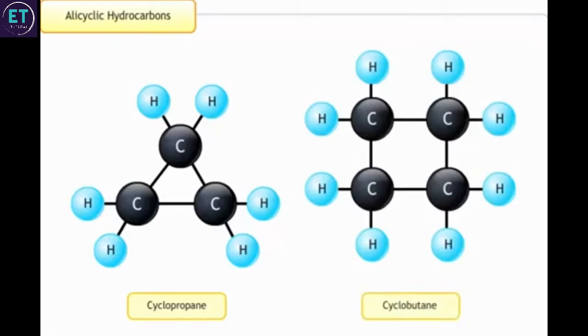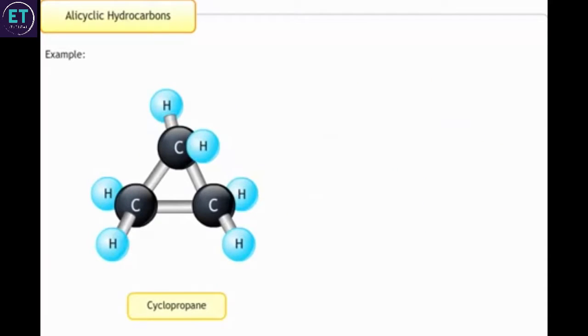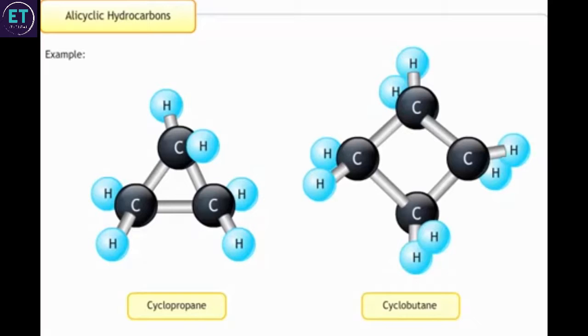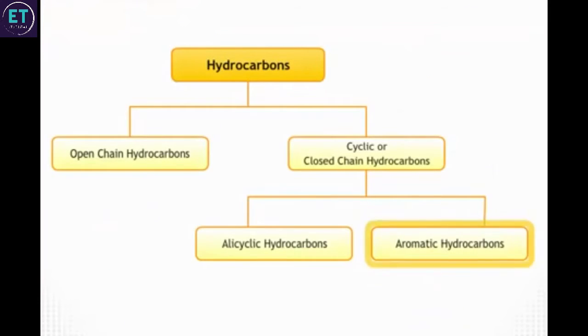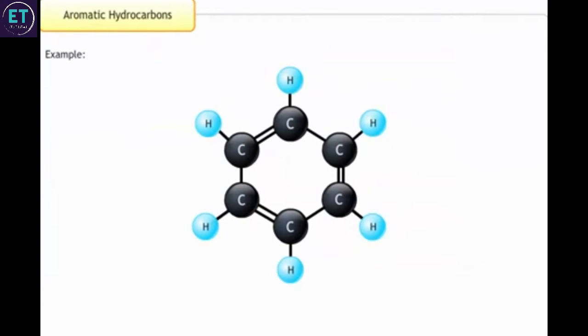Alicyclic hydrocarbons are a category of carbon compounds which are in the form of a carbon cycle and contain 3 or more carbon atoms, thereby behaving like open-chain saturated hydrocarbons. For example, cyclopropane, cyclobutane, etc. The cyclic compounds which contain a single and a double bond at alternate positions and exhibit special properties are known as aromatic compounds. For example, benzene.